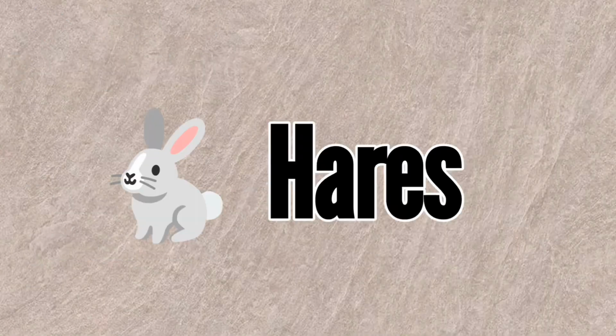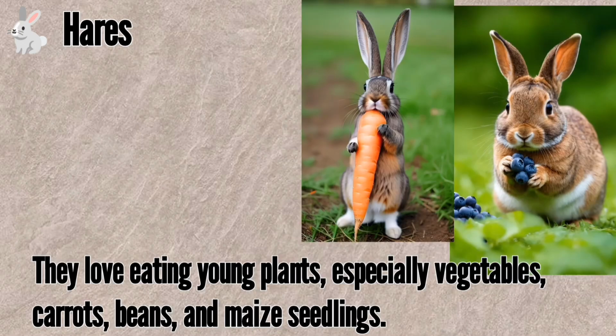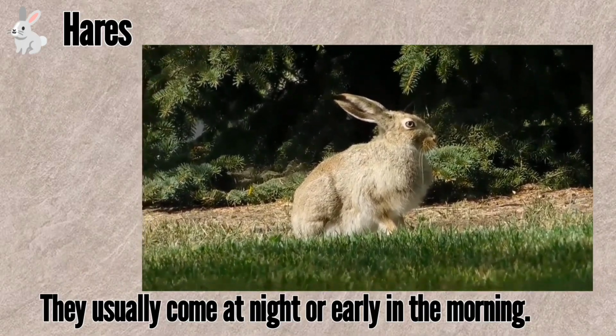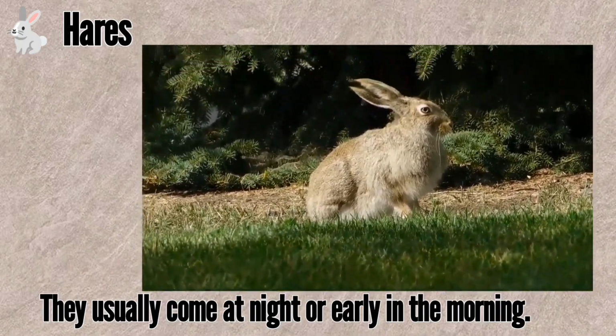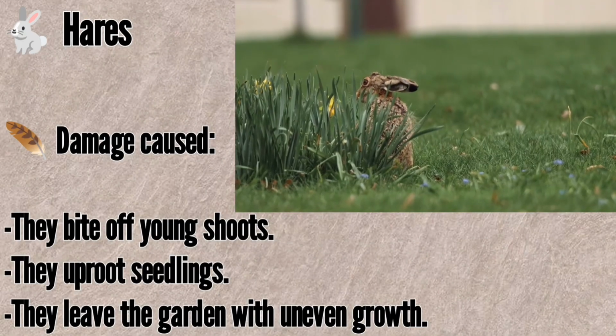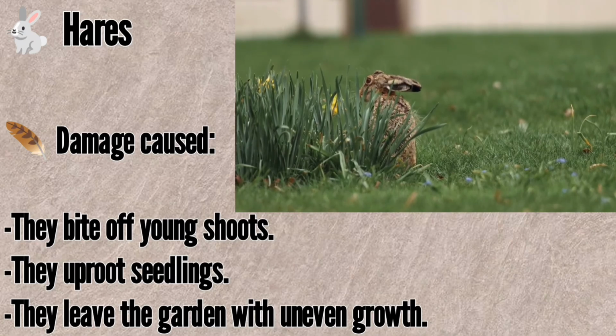Now let's move to hares. Hares look like small rabbits. They love eating young plants, especially vegetables, carrots, beans, and maize seedlings. They usually come to our farms at night or early in the morning. And they can cause damages like biting of young shoots and uprooting the seedlings, and then they leave the garden with uneven growth.